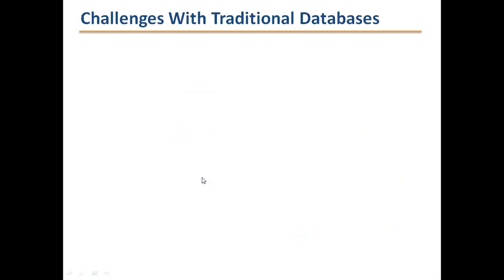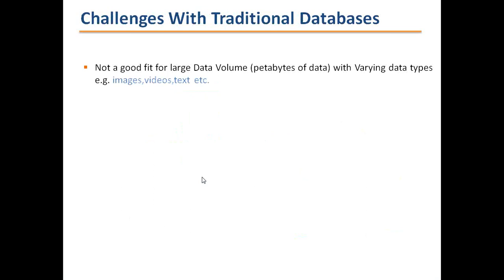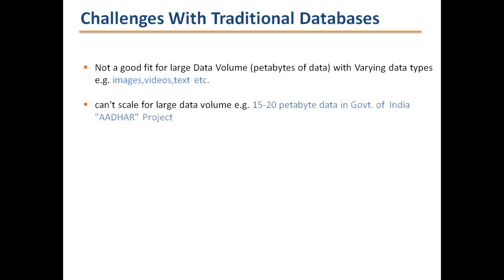What are the different challenges with traditional databases? Normal RDBMS or traditional databases are not a good fit for large data volumes, petabytes of data, and varying data types. If you want to store different kinds of images, videos, text, XML, and JSON data, or different document data like JSON, they are not a good fit for storing different varieties and large volumes of data, and they cannot scale for large data volumes.